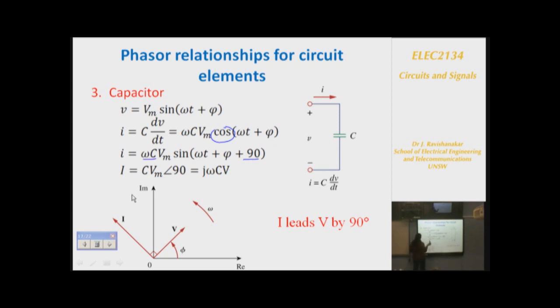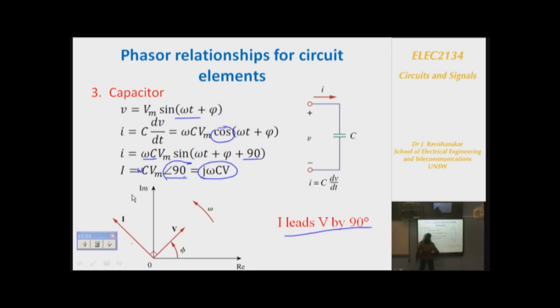So it is C into Vm, omega C Vm at an angle of 90, because this is taken as the angle of phi. This will be an angle of 90, so j omega C. So if you represent that here, the voltage is taken as a reference, which is at an angle of phi, and the current is leading here. The current is leading at an angle of 90. So in this case, we say that the current leads the voltage by 90 degrees.